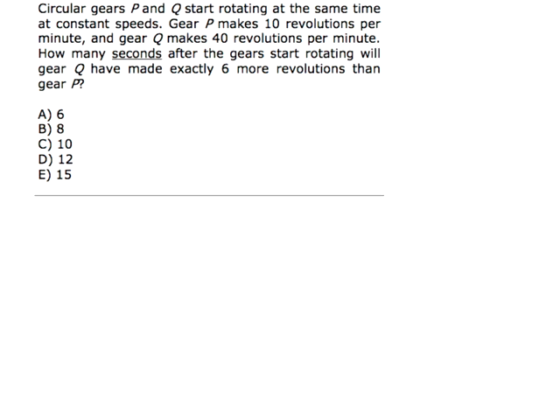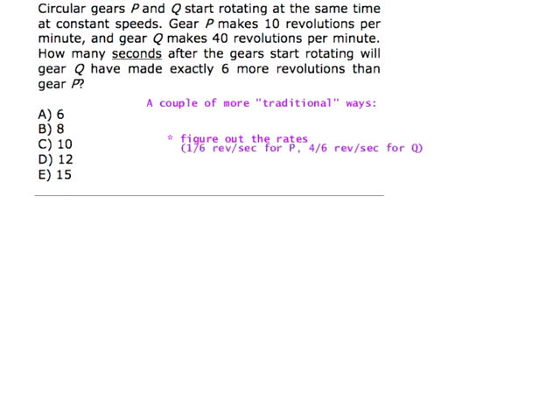A couple more traditional ways to solve this problem. One way to do it is to figure out the rates, which we already did anyway, which is 1/6 revolution per second for P and 2/3 revolution per second for Q. It's actually better to leave it as 4/6 like you did, because it's a common denominator. And then you can just set up an equation.